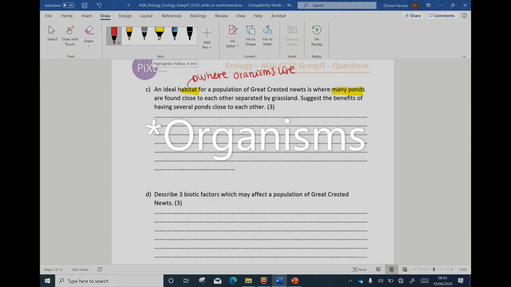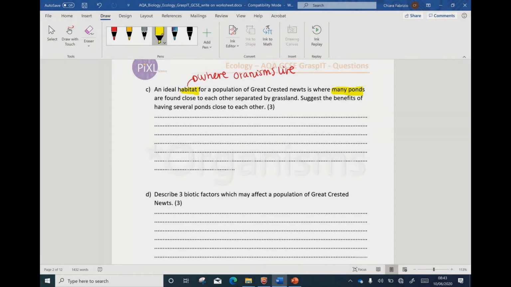And then it says, suggest the benefit of having several ponds close to each other. So why is that good? And it says suggest. So this is really asking for your opinion. Why do you think it's good to have several ponds close by? So that's one pond, and it says it's got grassland around it, and then you've got another pond there. So why is it good that there's a few of those newts here and a few of those newts here?